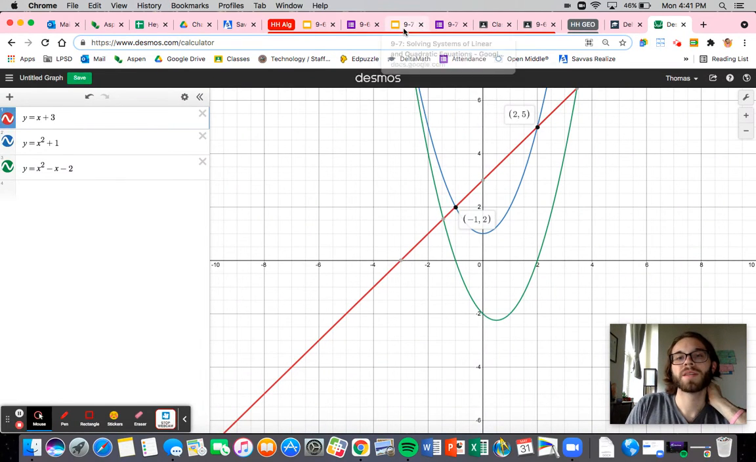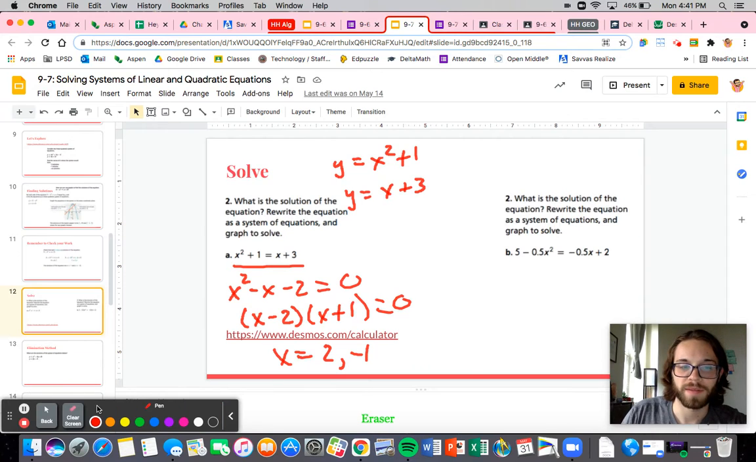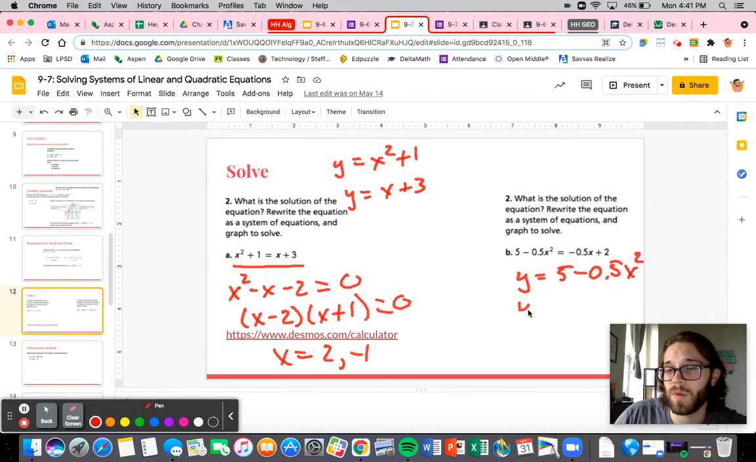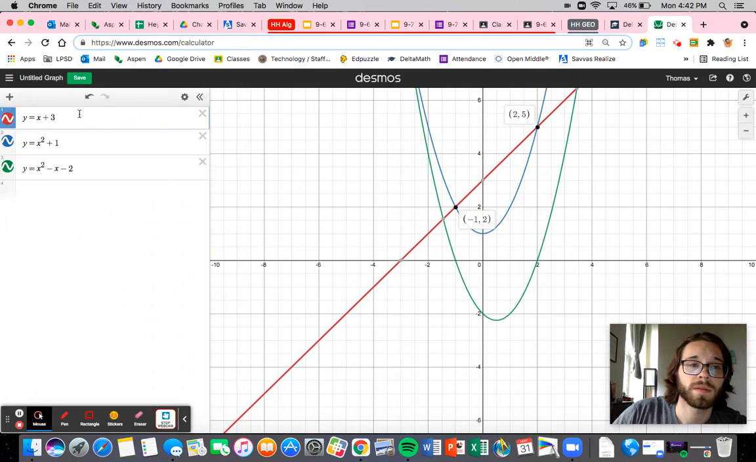All right, so on this one over here, this is one where I could, again, graph this one. So I have y equals 5 minus 0.5x squared, and I have y is equal to negative 0.5x plus 2. Okay, so let's graph those.